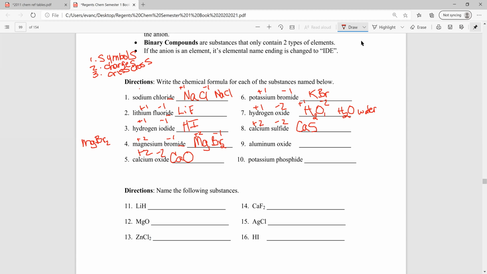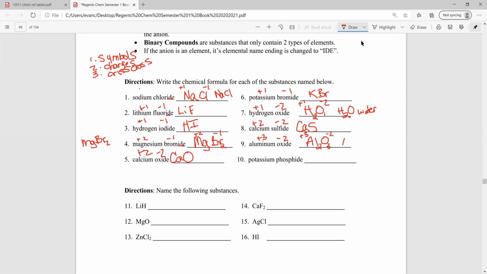So now I have to find aluminum and oxide. So aluminum will be the symbol Al, and oxygen for the oxide. Now charges, this is a +3 on the periodic table, this is a -2. So now I have to crisscross. I'm going to take the 3 and bring it across here. I'm going to take the 2 and bring it down here.